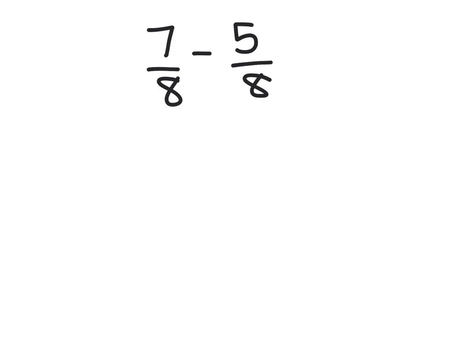So we're going to make our number model. 7/8 minus 5/8 equals, and we're going to do a number model with an unknown. So we want to figure out this answer. So I'm just going to put equals B because that is what we are trying to figure out. I'm going to show you a few different ways that we can figure out the answer to this problem.